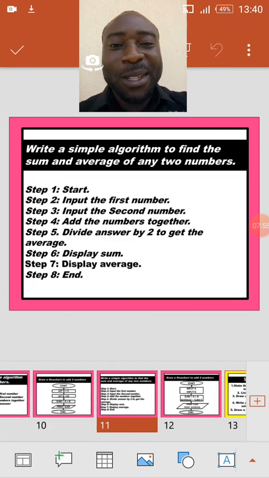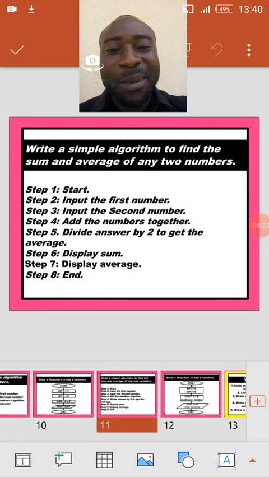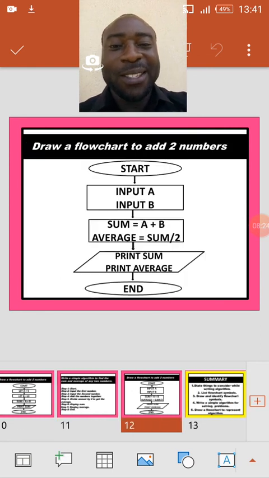Now let's look at the third one. Write a simple algorithm to find the sum and average of any two numbers. And look at the steps. It looks like the first one. Step 1, start. Step 2, input the first number. Step 3, input the second number. Step 4, add the numbers together. Step 5, divide the answer by 2 to get the average. Step 6, display sum. Step 7, display average. And step 8, end.